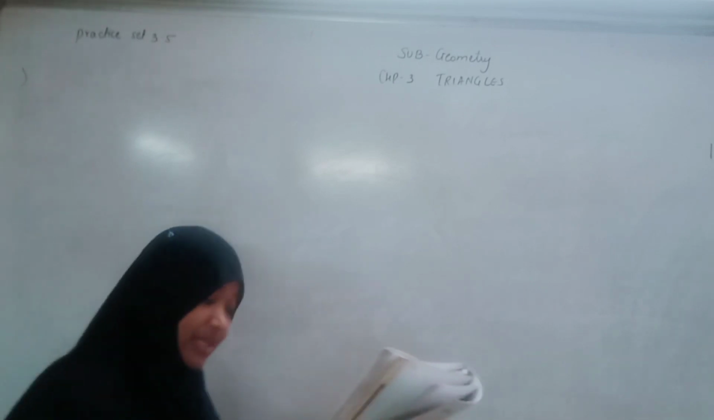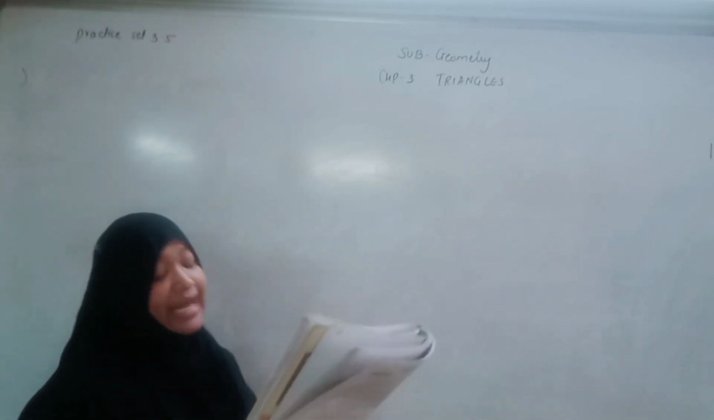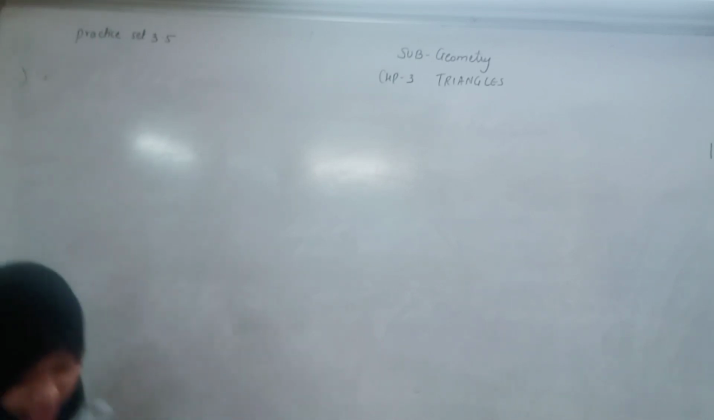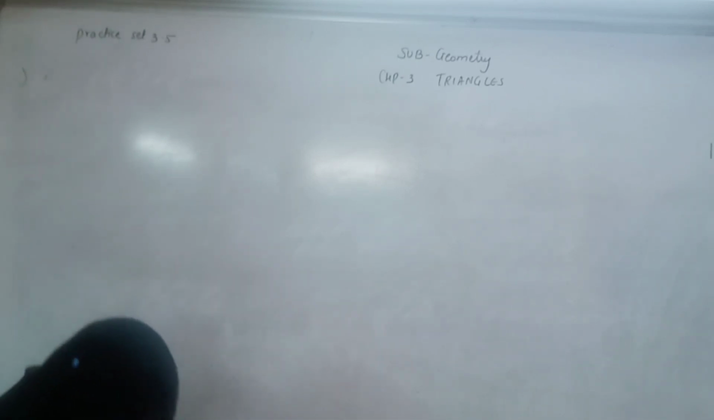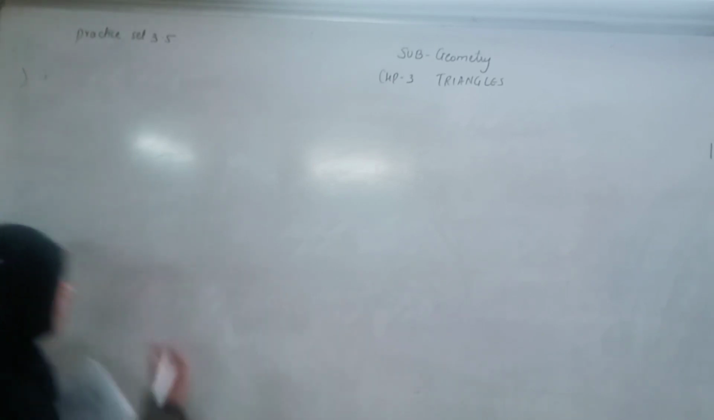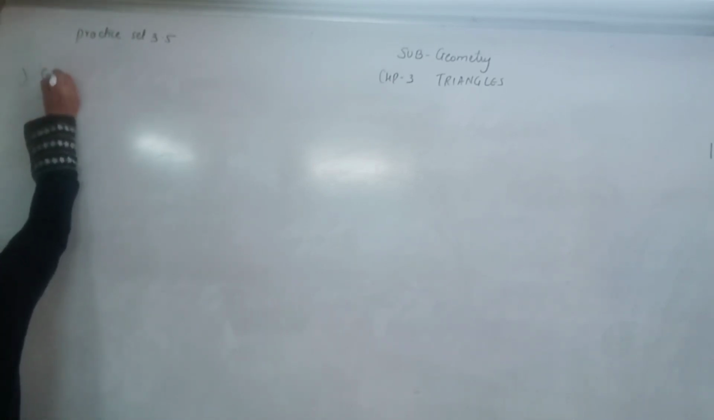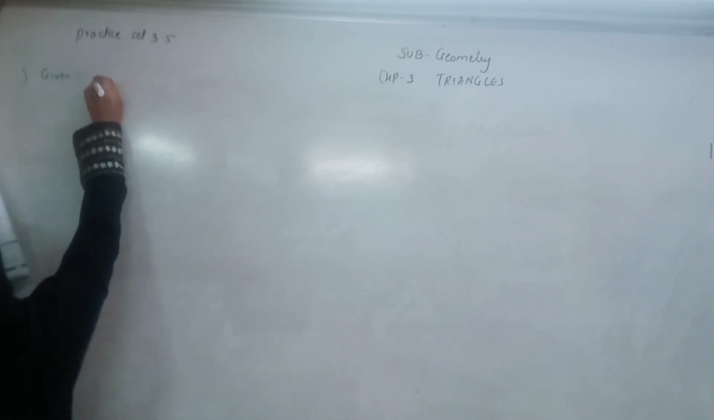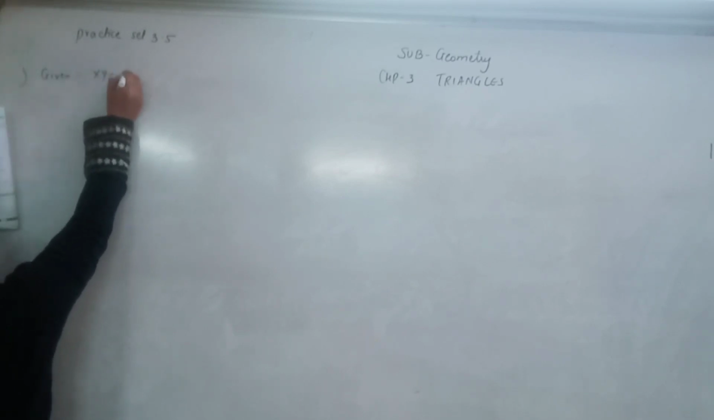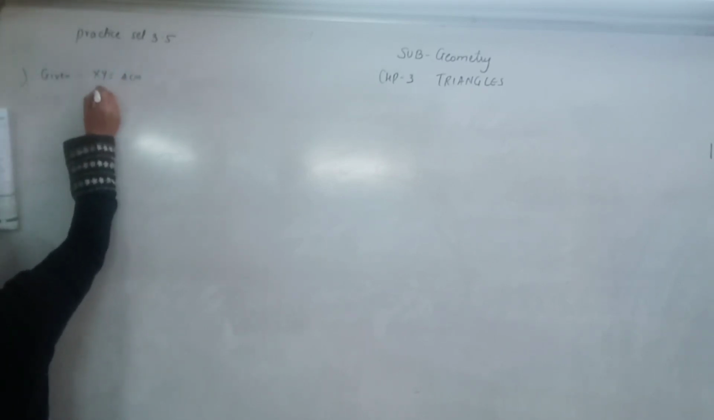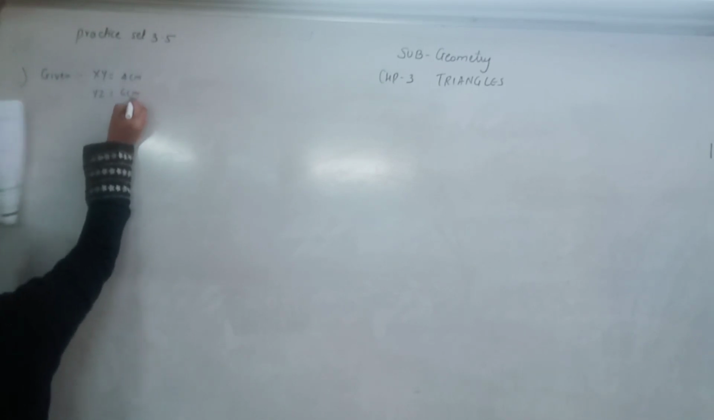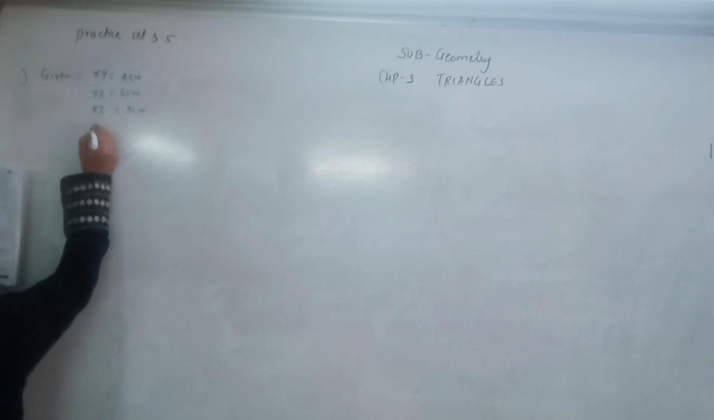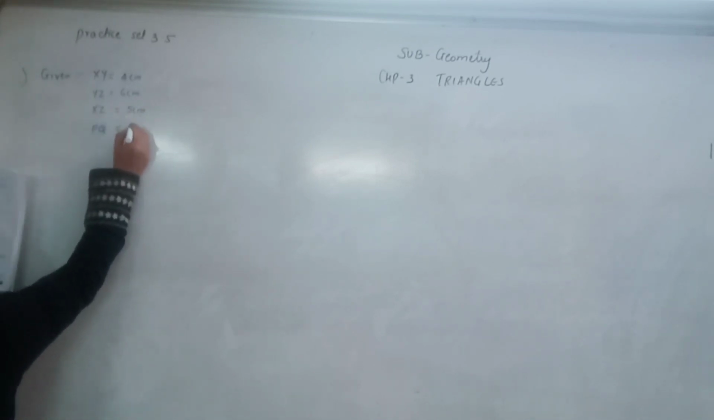Triangle XYZ is similar to triangle PQR. PQ is 8. Find the remaining sides of PQR. See, now you will write the given part. Okay, what are you going to write here right now? Write the given part. What is given? I should write here: XY equals 4 centimeter, YZ 6 centimeter, XZ 5 centimeter, and next triangle PQ 8 centimeter.